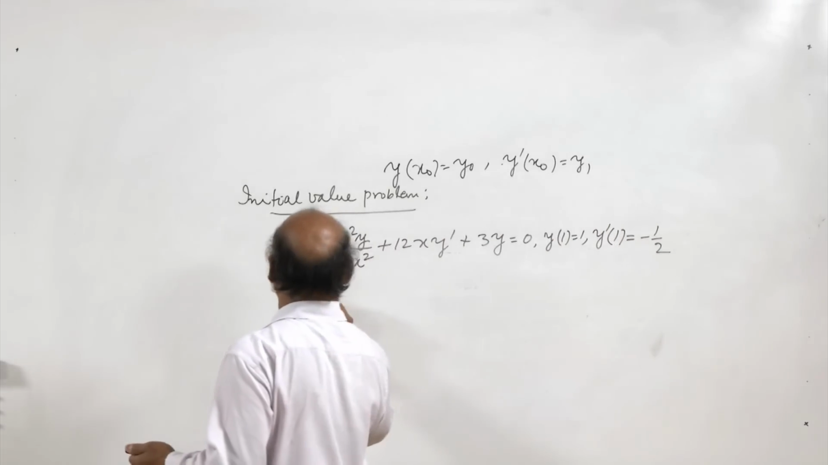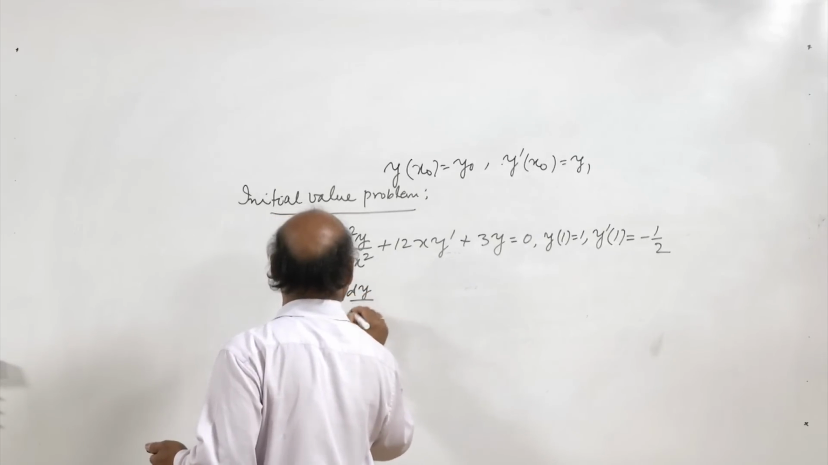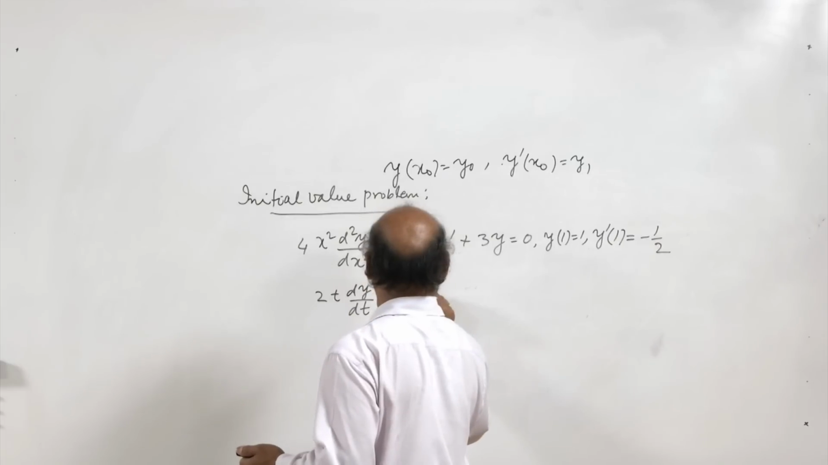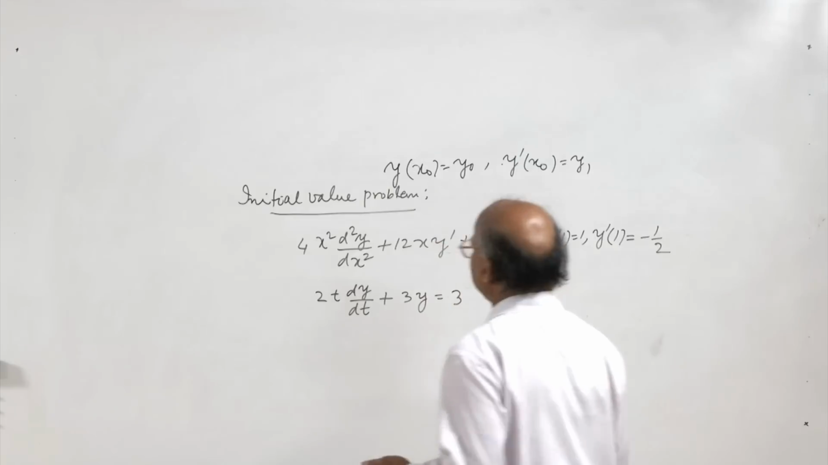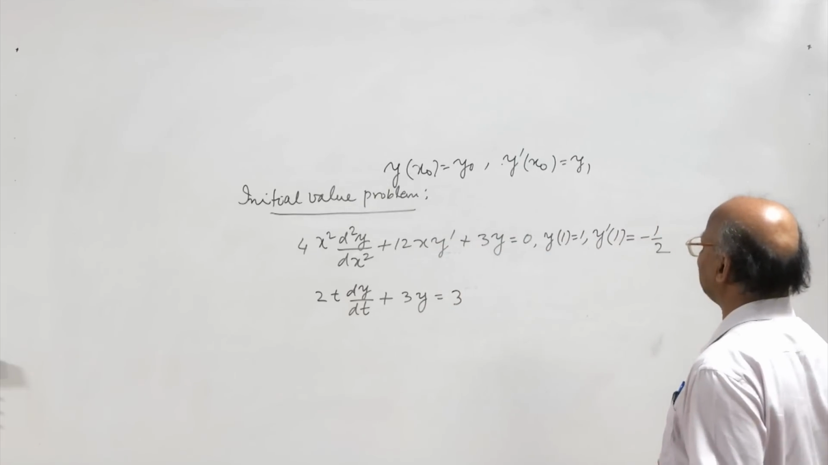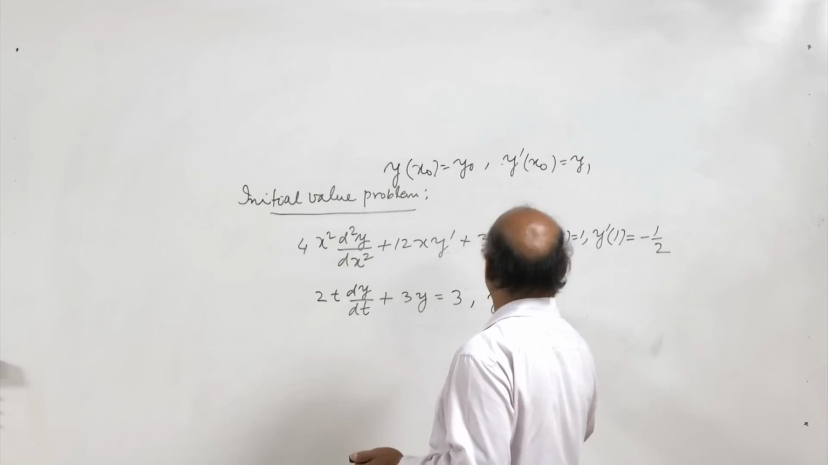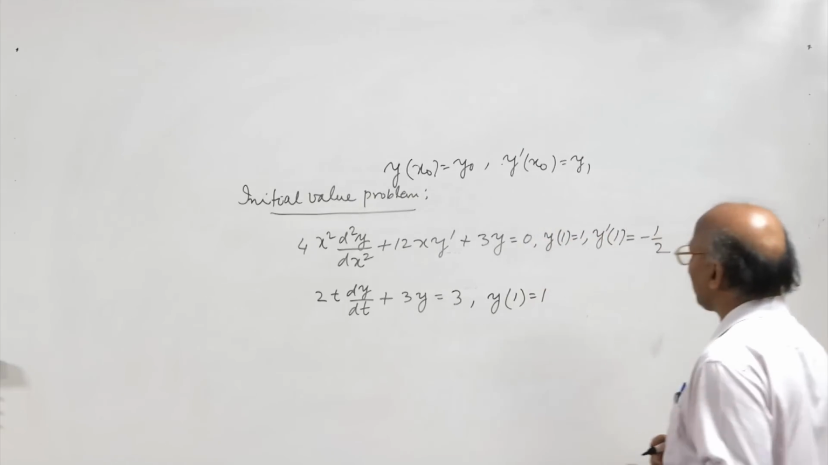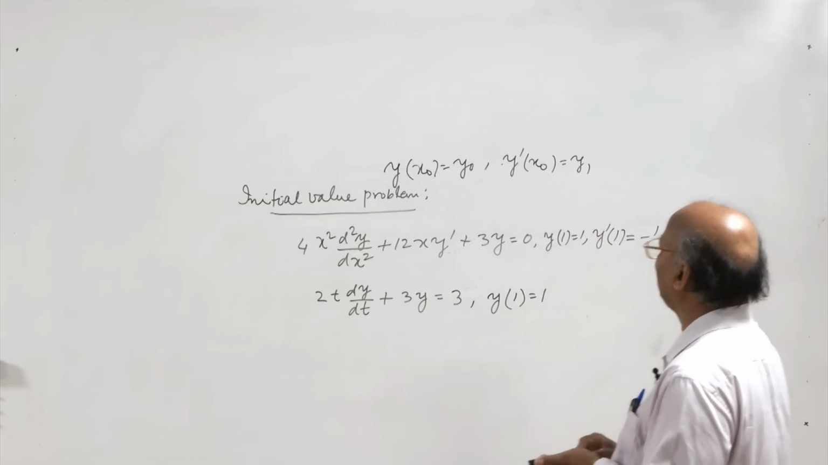Now, suppose we take a first order differential equation, 2t dy/dt + 3y = 3, and put a condition on this. Let us say y(1) = 1. Then it will again be an initial value problem.